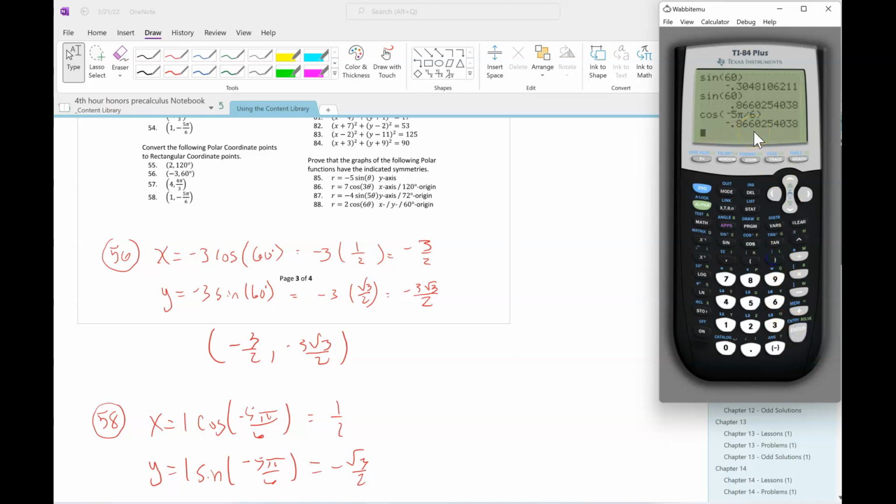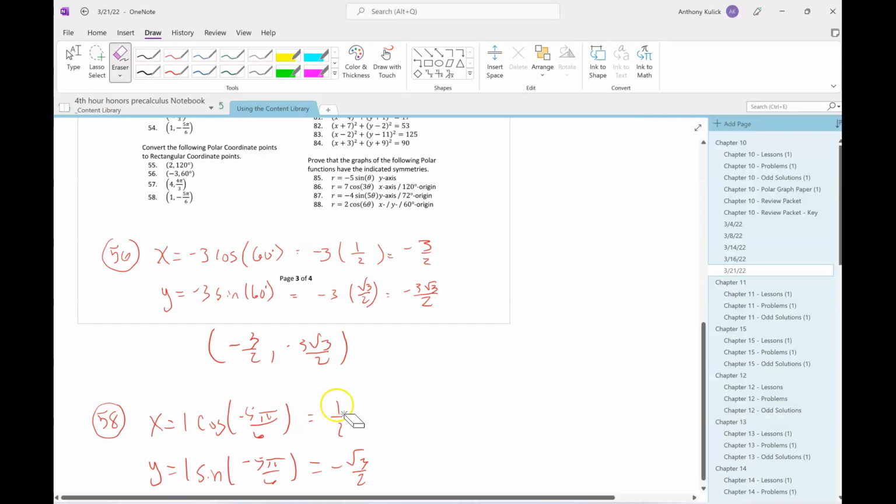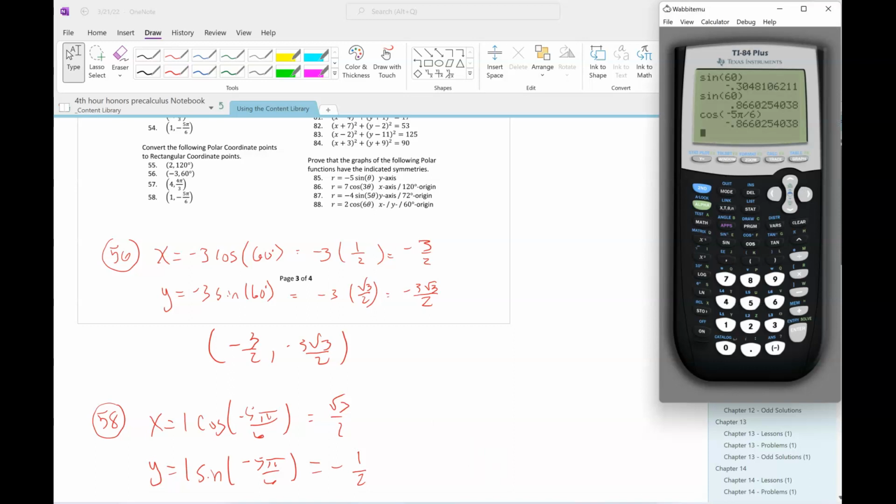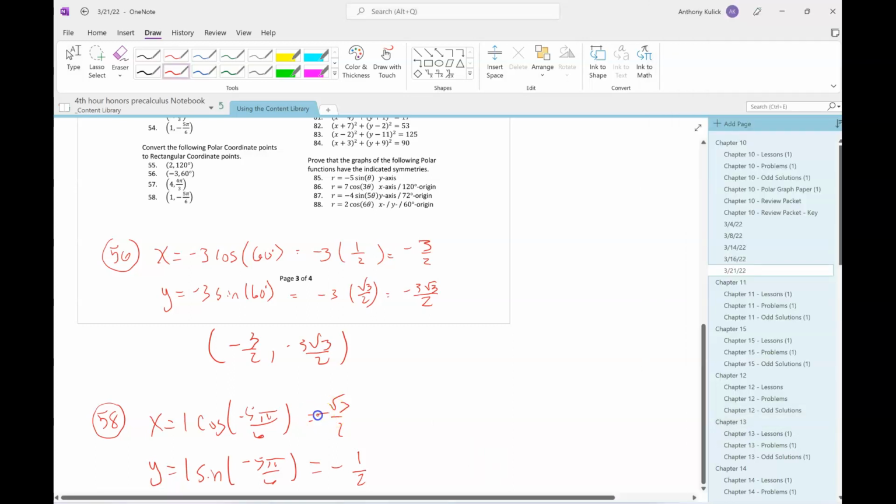Oh my goodness, I flipped them again. Mr. Kulik, you're having a bad day. Oh yeah, because I'm in the wrong quadrant.